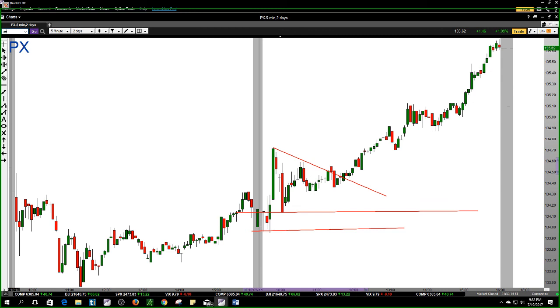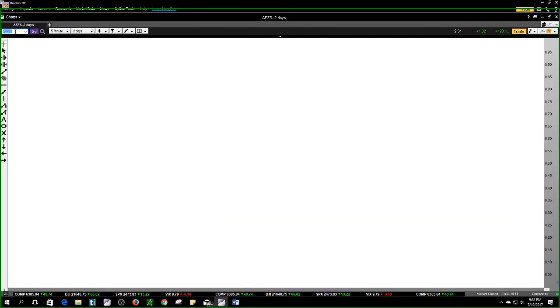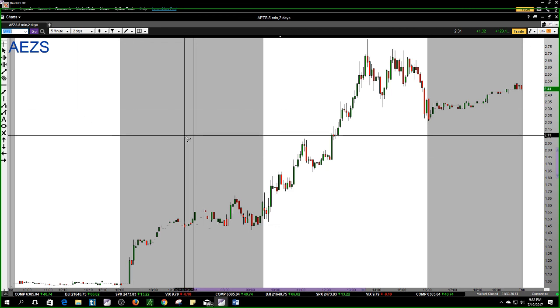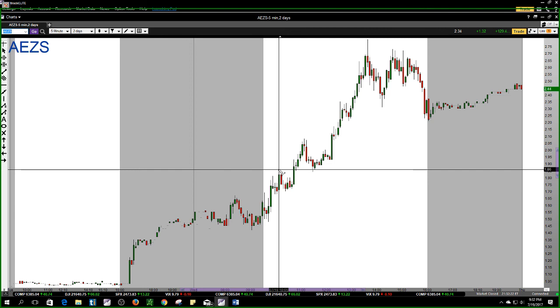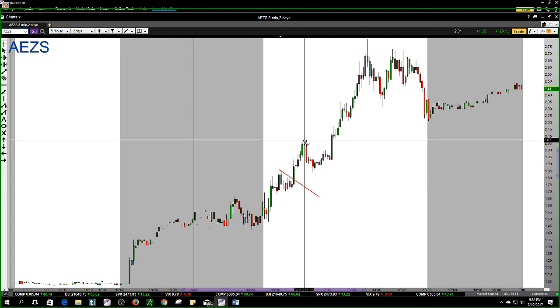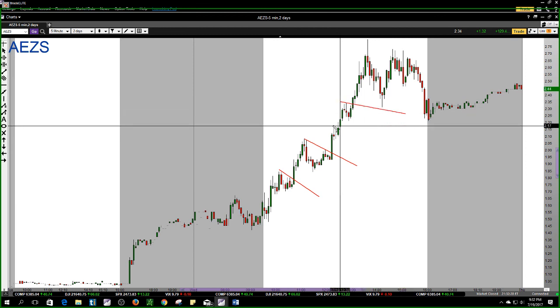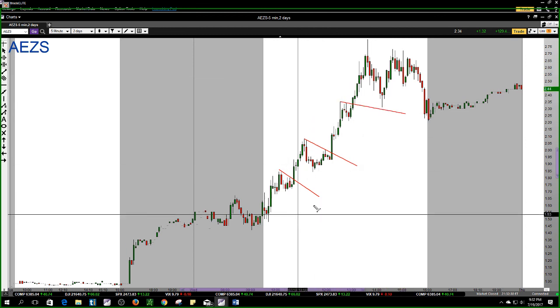And let's do AEZS. Strong chart this morning. So when you get a strong chart, you're looking for a flag to play. This chart provided ample opportunities for flag breakouts all the way through, and it could have given you an opportunity on any one of these flag breaks to the upside.